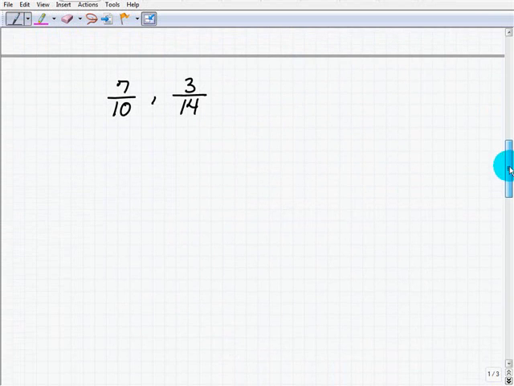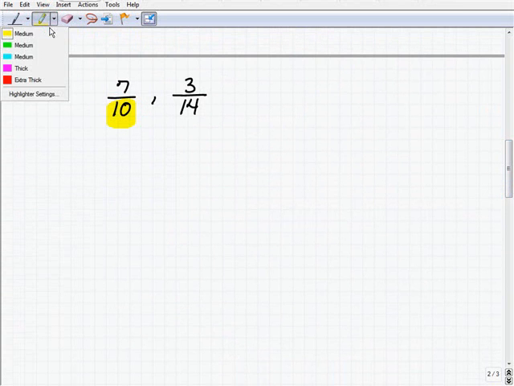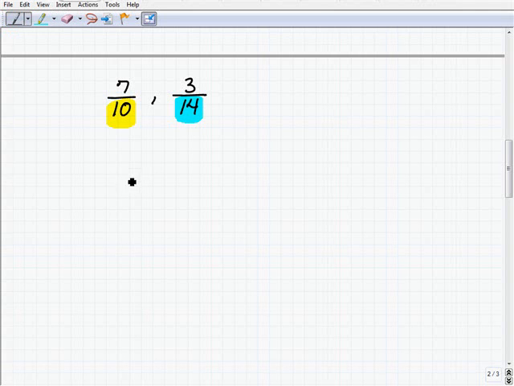Let's take a look at this pair of fractions. We have 7/10 and 3/14. Once again, we have to find the LCM of these two numbers, 10 and 14. I just want to remind you that we have a whole lesson and example sets on finding the LCM, so if you're a little confused on that, I would refer you back to those videos. Go ahead and take a moment and find the LCM. You first have to prime factor these two, so go ahead and do that.